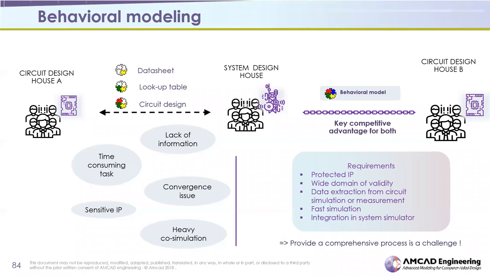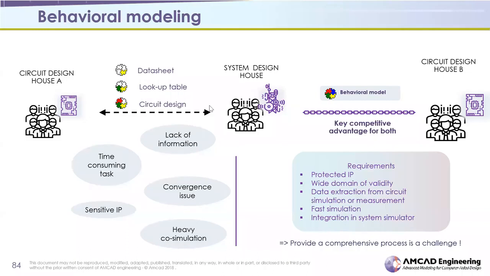Okay, I'll go back to the questions there. So the first option for the design house can be the data sheet, but that will lack information, it's not complete. It can give a lookup table, but that's time consuming in the design. Or we can give them our circuit design.